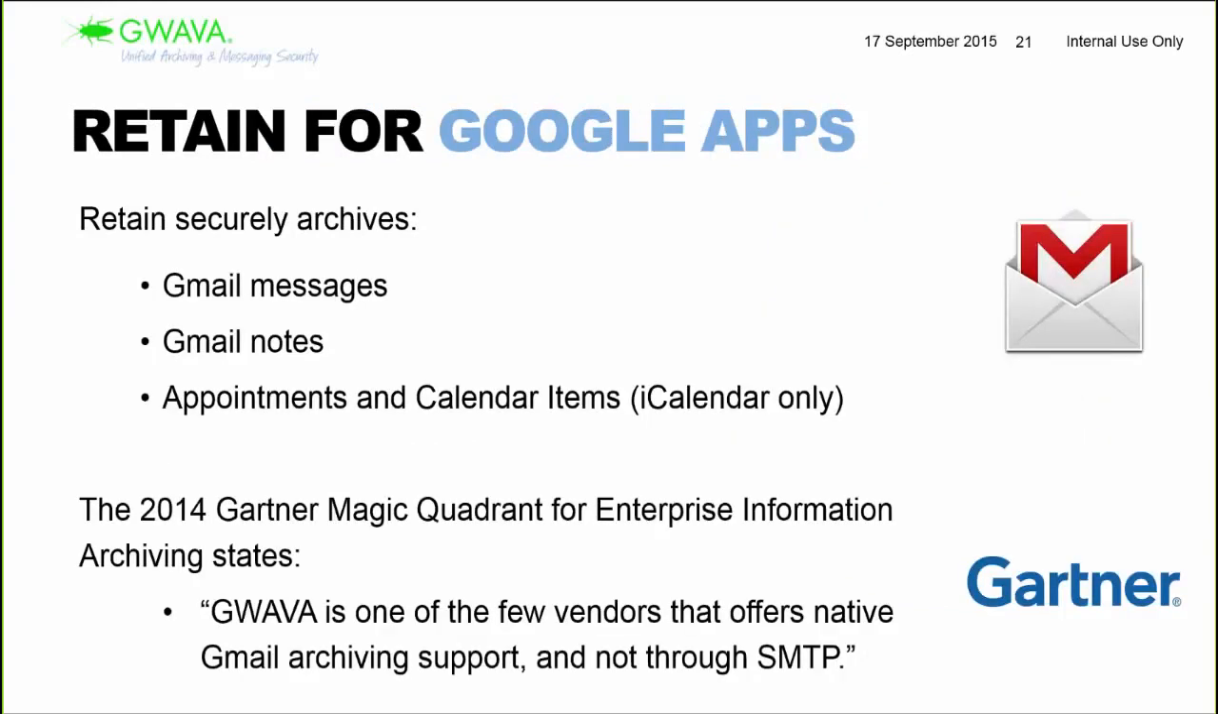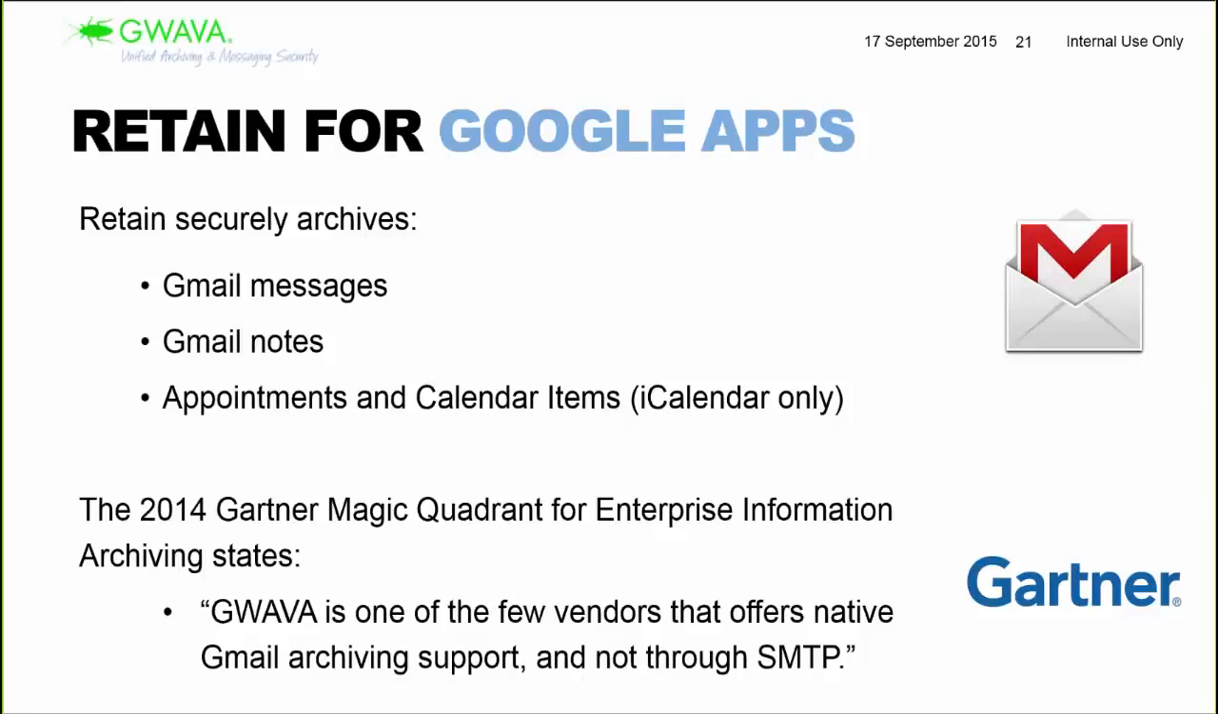Yes, here's a good one here. Let me show you this, and then I'm going to show you a screenshot as well. Specifically for Gmail, we call it Retain for Google Apps or Retain for Gmail. Retain archives Gmail messages, so any of those messages that are sent, and then all the Gmail notes as well, and then appointment and calendar items. So these are iCalendar only items, but those are all archived in Retain.